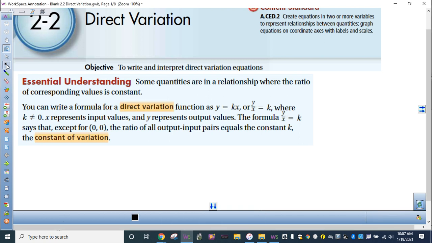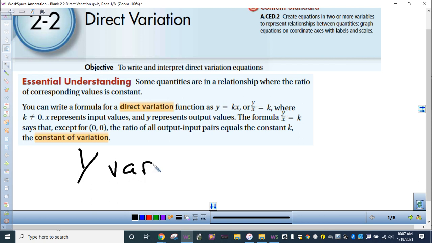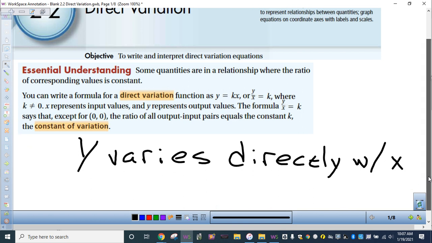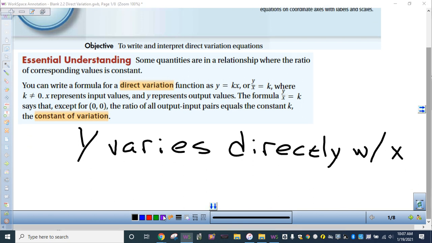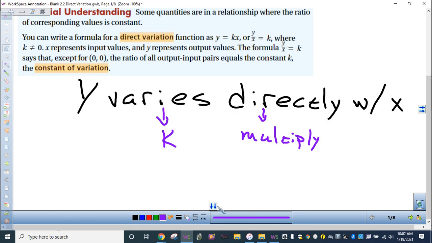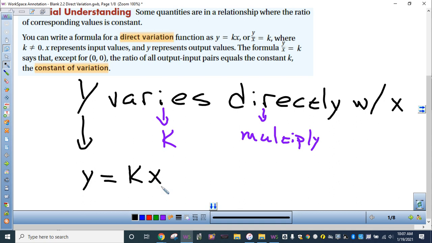So they'll say y varies directly with x. Okay, so the varies part is k. Directly means multiply. And then y and x you have as well. So the equation is just, right, bring that y down, y equals varies means k, multiply times x. You could put parentheses, but you don't have to. You can just write y equals kx.